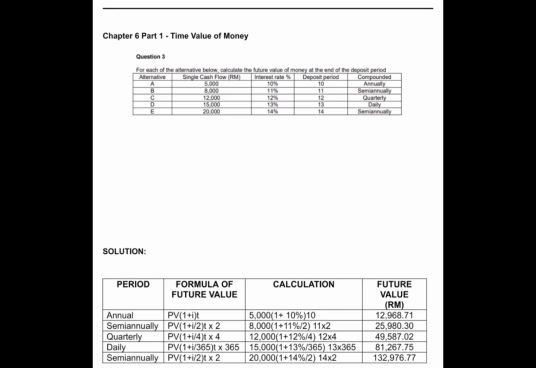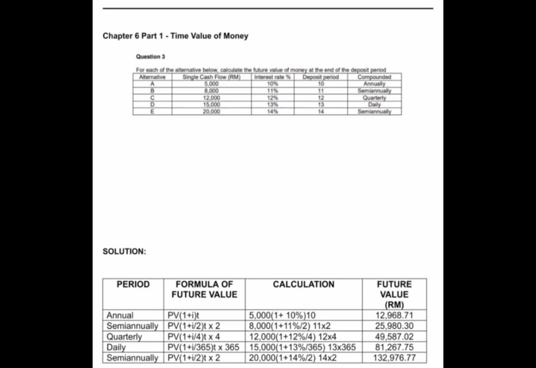For a daily period, the formula for future value is present value times 1 plus interest divided by 365 a year power of T times M. The calculation will be 15,000 times in bracket 1 plus 30% divided by 365 days and power of 4,745, and the total for future value is 81,267 ringgit and 75 cents.